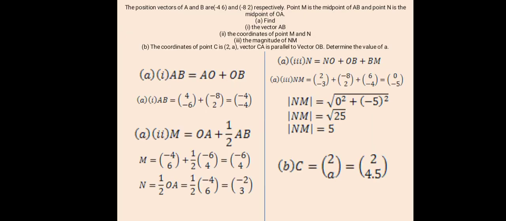The position vectors A and B are (-4, 6) and (-8, 2) respectively. Point M is the midpoint of AB and point N is the midpoint of OA. A. Find 1. The vector AB. 2. The coordinates of points M and N. 3. The magnitude of NM.